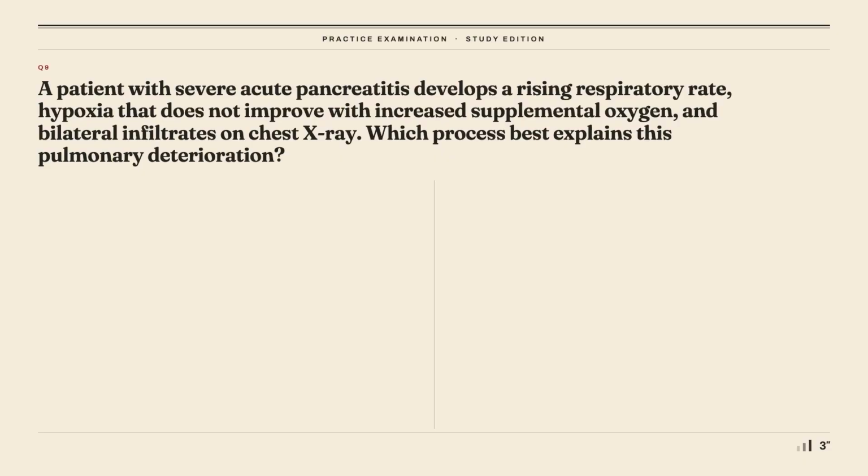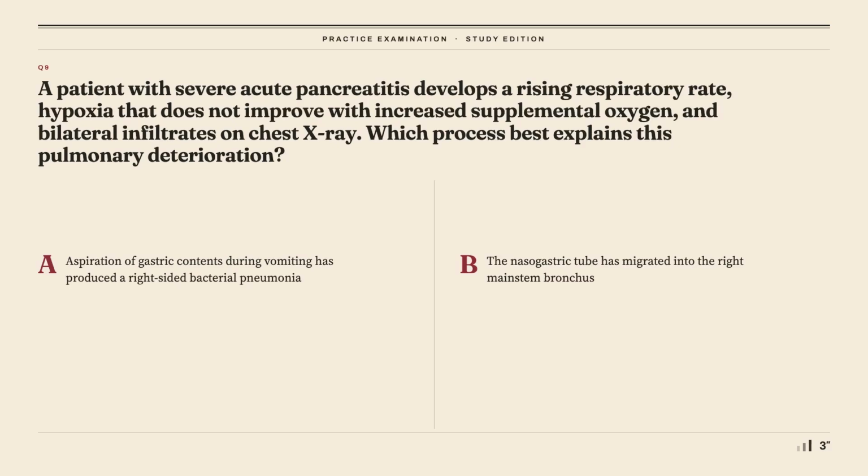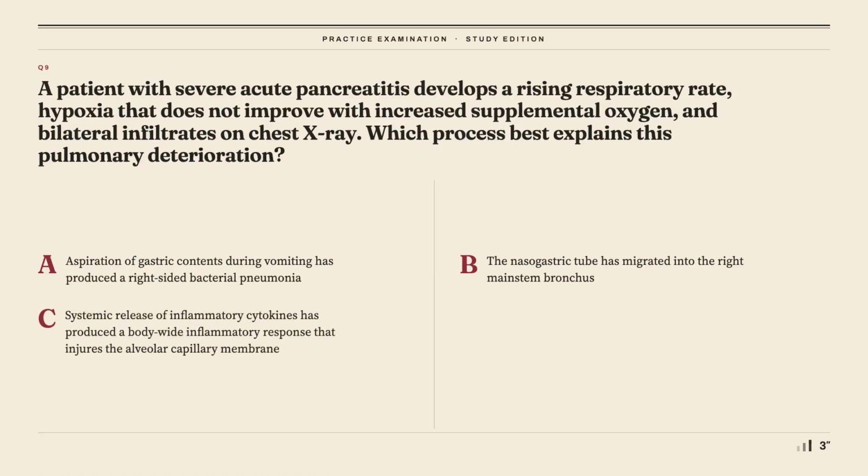Your options are: A. Aspiration of gastric contents during vomiting has produced a right-sided bacterial pneumonia. B. The nasogastric tube has migrated into the right main stem bronchus. C. Systemic release of inflammatory cytokines has produced a body-wide inflammatory response that injures the alveolar capillary membrane. D. Hypocalcemia has caused laryngospasm and upper airway obstruction. Which one is it? Pause the video if you need more time.